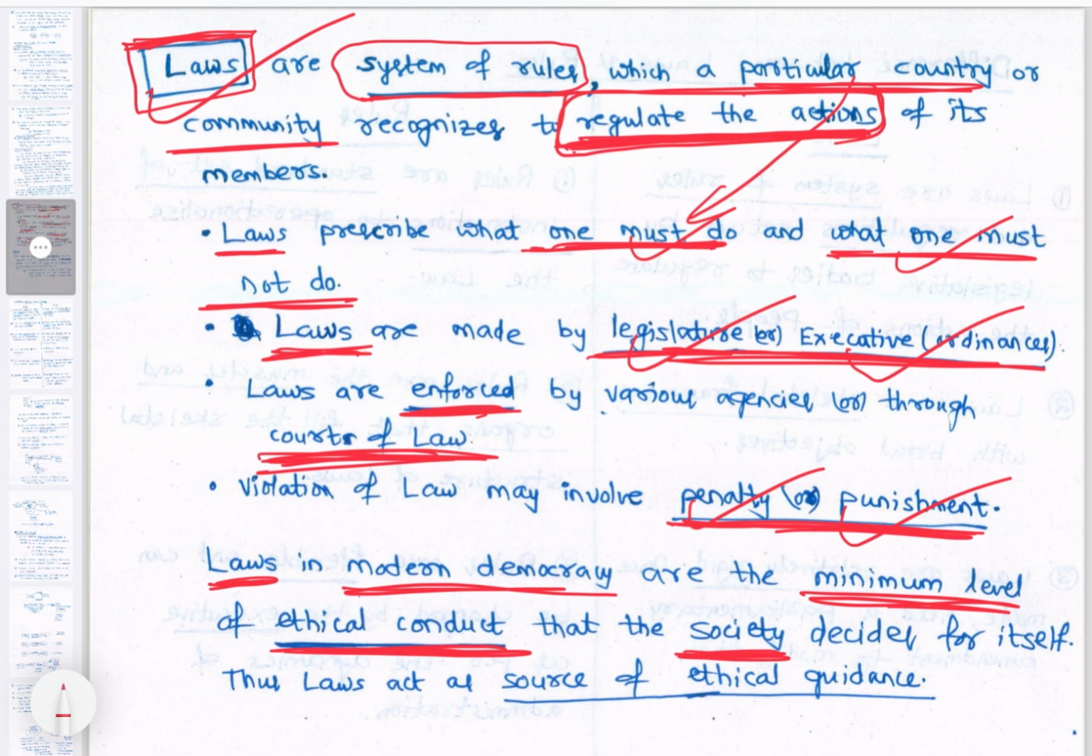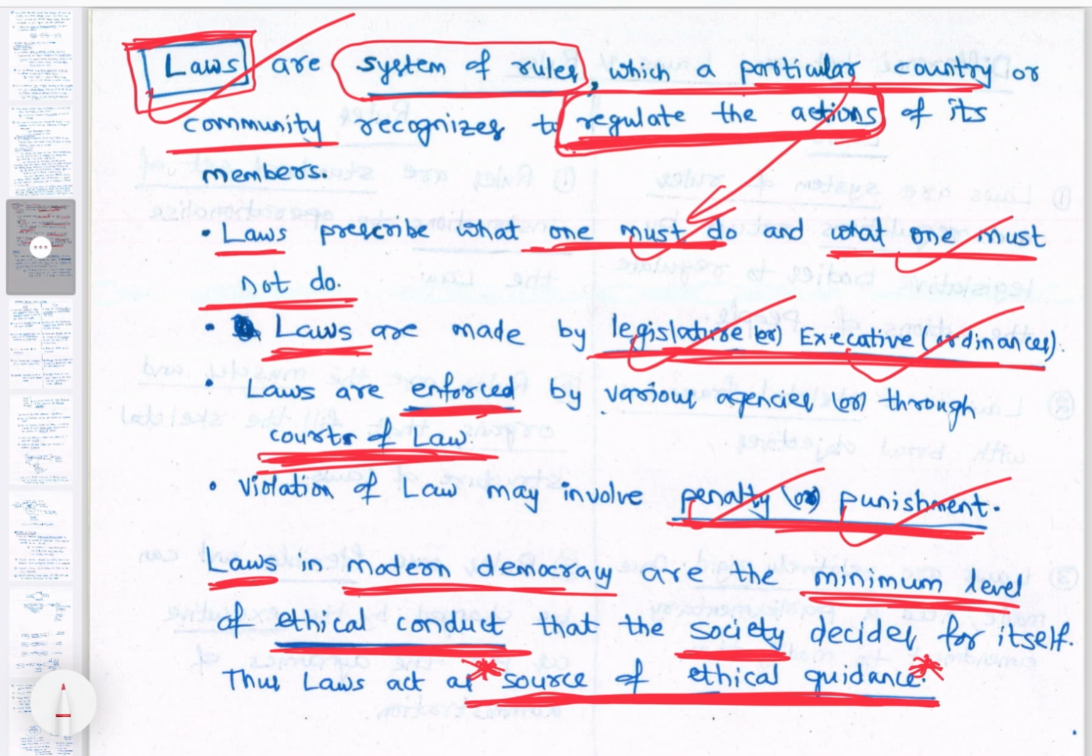Thus, laws act as a source of ethical guidance. So, laws are what? Nothing but the minimum level of ethical conduct.